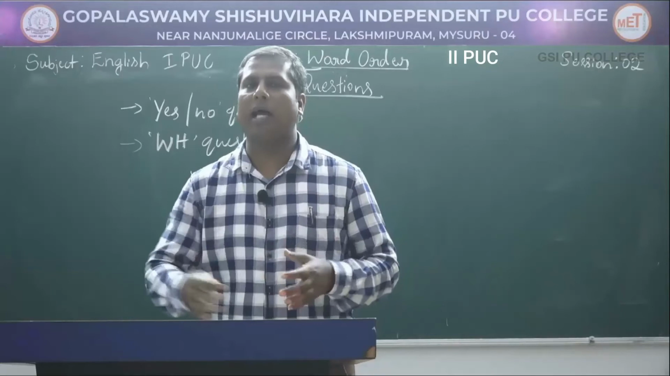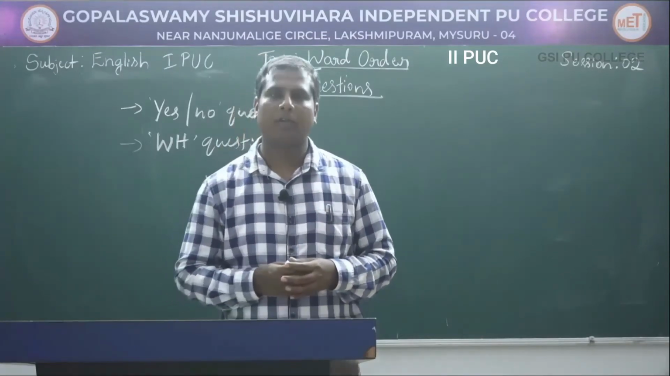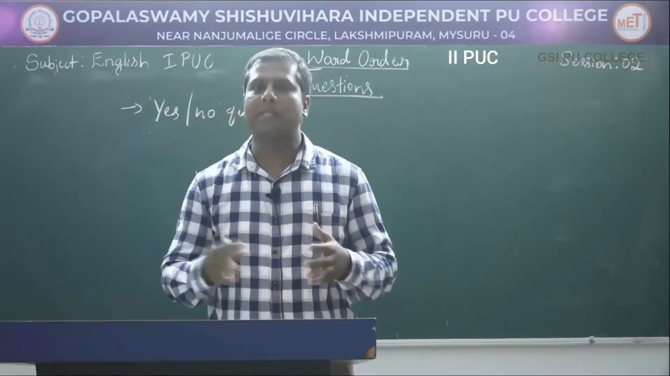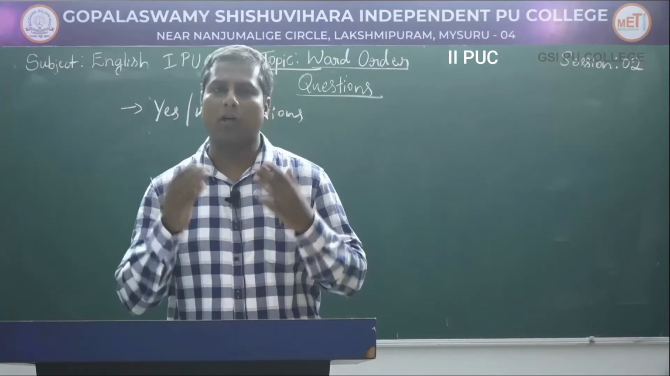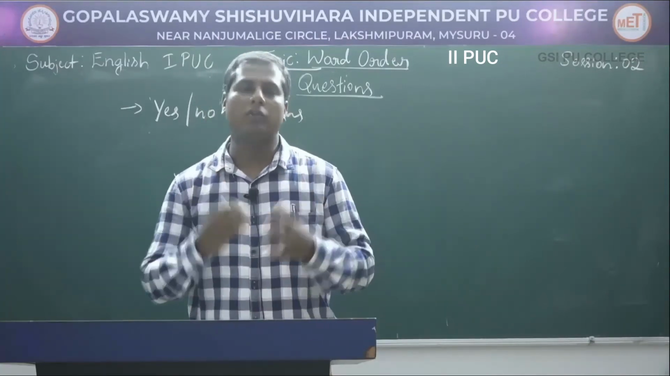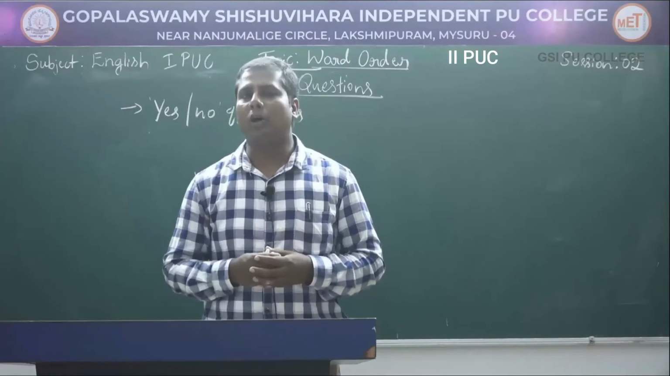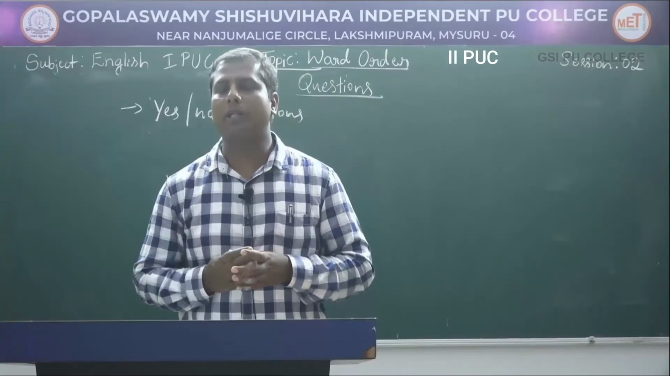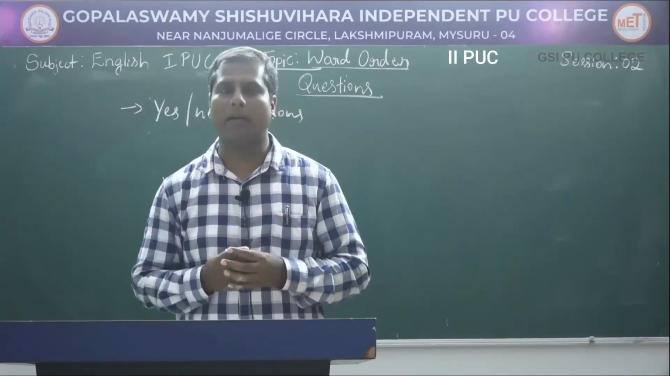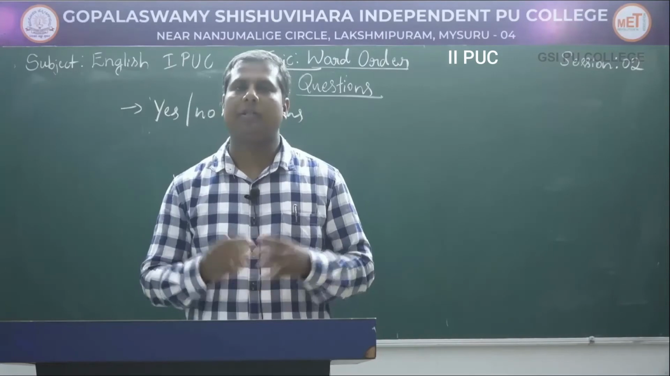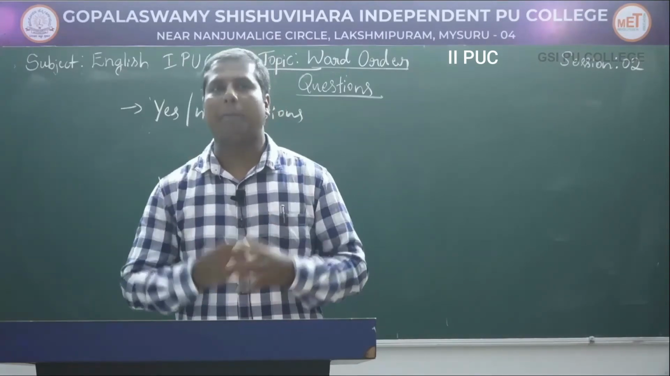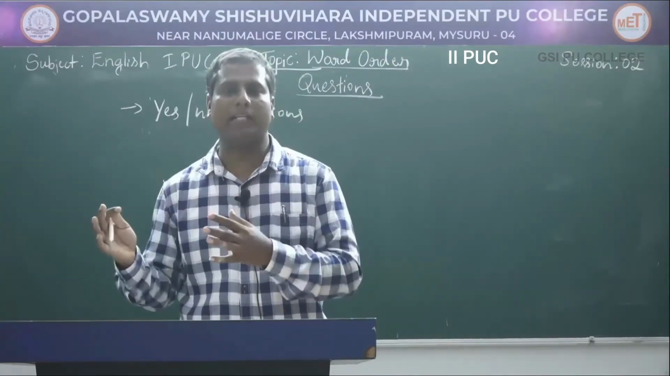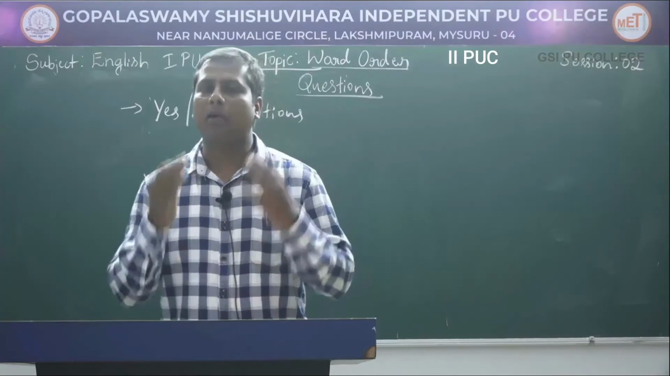Each type of question has its specific word order. First, let us understand yes or no questions. Questions that expect the answer yes or no are called yes or no type questions. So the basic word order for this type of interrogatives is modal auxiliary verb or primary auxiliary verb plus subject plus main verb in its base form. And don't forget to put a question mark at the end of each sentence because we are framing the questions here.